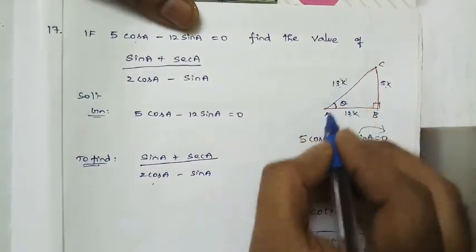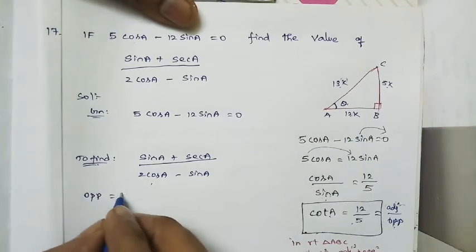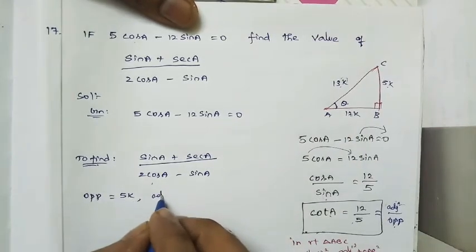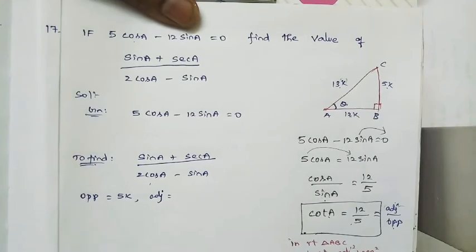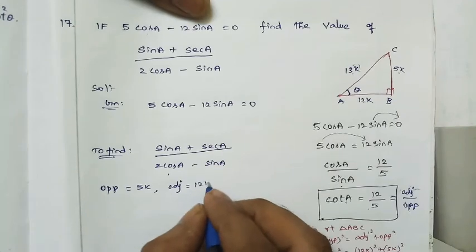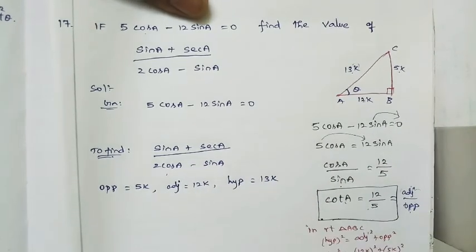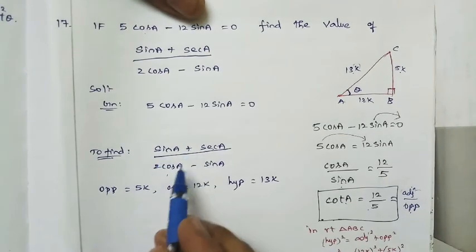Now we know that the opposite side to A is 5k, the adjacent side to A is 12k, and the hypotenuse is 13k. Now what do we need? Sin A, sec A, cos A.